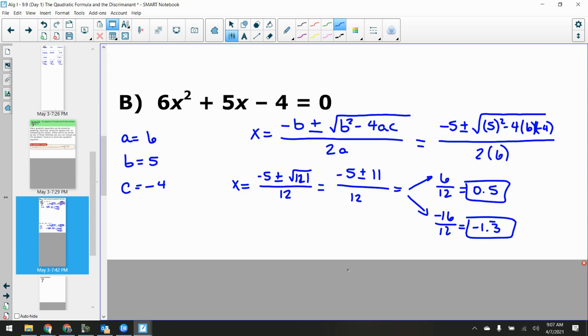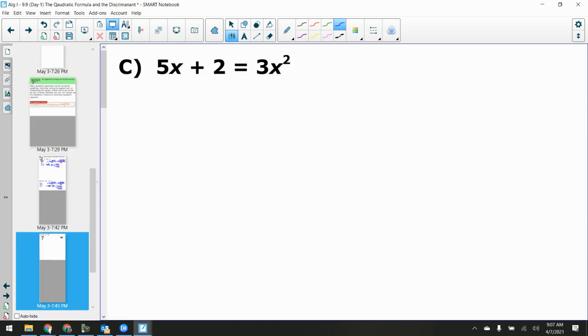Questions about that? Okay, let's do it again. 5x plus 2 is equal to 3x squared. Okay, what's the issue with this one? It's not in standard form. What would you guys like to do? Would you guys like to subtract the 3x squared over? Yes. Or subtract the 5x and the 2? Subtract the 3x squared? Okay, that's fine.